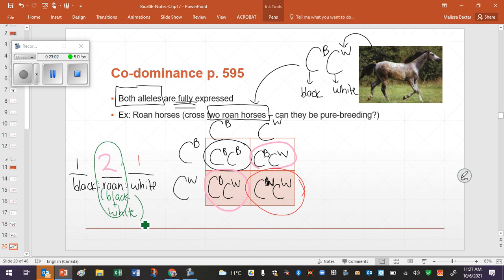Recognizing the three different dominance scenarios, complete dominance, incomplete dominance, codominance, is a really important thing. And that's something that there could be a question about where you're not even predicting offspring, but you're just explaining how those three types of dominance work.